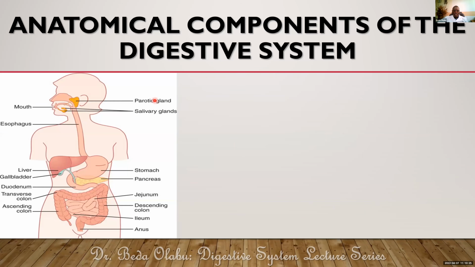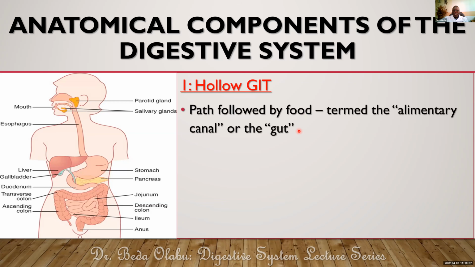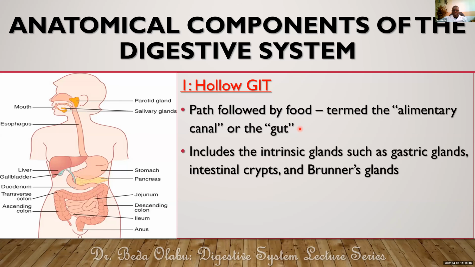As we mentioned, we can classify the components of the digestive system in two ways. We have the hollow GIT. When we talk of the hollow GIT, we are referring to the part that is usually followed by food. We call that part the alimentary canal or the gut. Remember, the gut will include on its wall some glands. The glands which are part of the hollow GIT are termed intrinsic glands. And those ones are not our target today. Those ones, we've already discussed them when you're looking at the first two lectures.